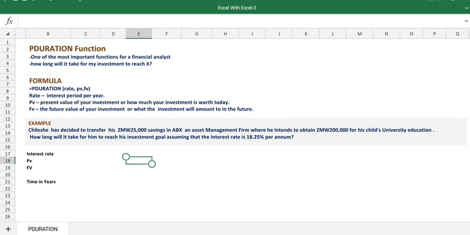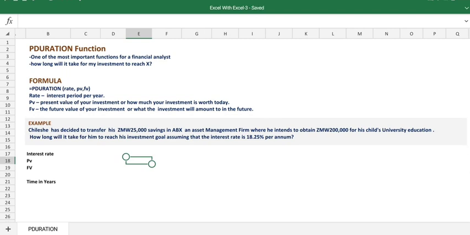Now this function has three required arguments, and the first argument is the interest rate. This interest rate is an interest rate per period. It could be per month, per quarter, per semi-annual, or per year, depending on the period that we are using.